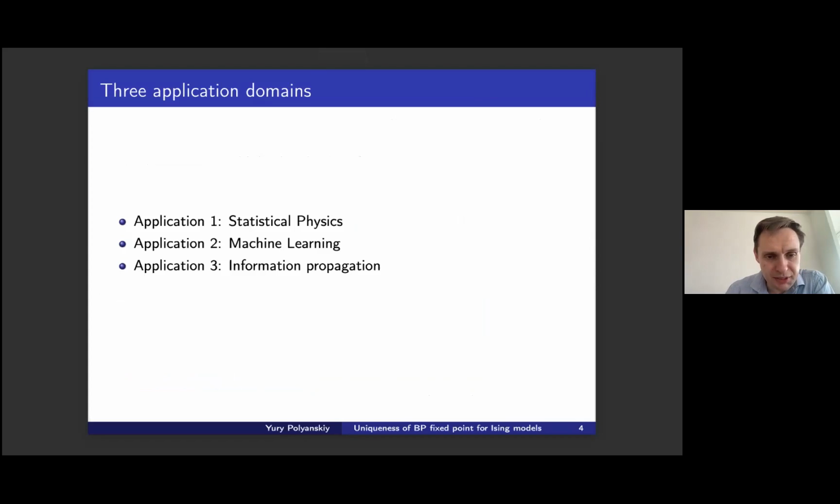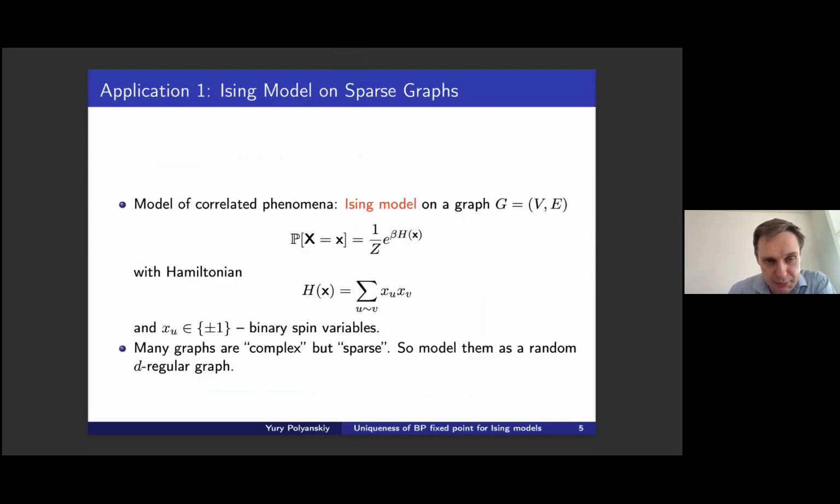Okay, so let me describe these three applications in statistical physics, machine learning, and information propagation. The first application, or the origin of this kind of equation, is in the study of the Ising model on a graph. We consider some fixed undirected graph, and we define a probability distribution, which is just a Gibbs distribution, an exponent of some scaled Hamiltonian, where the Hamiltonian simply sums products of spins. We have a spin sitting at every vertex, and this kind of distribution favors co-aligned spins.